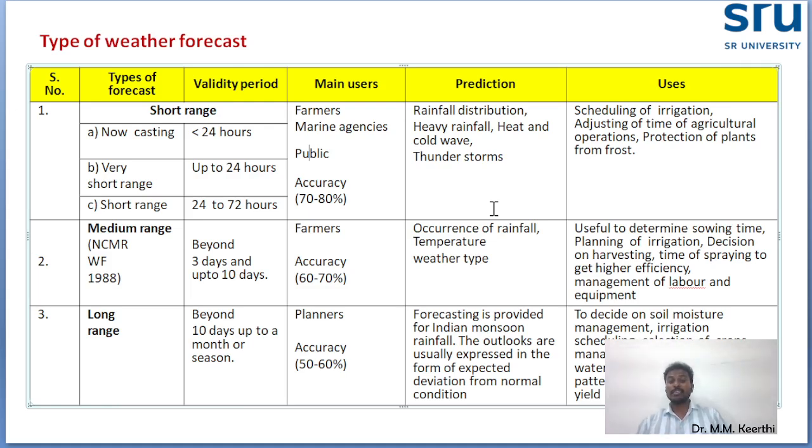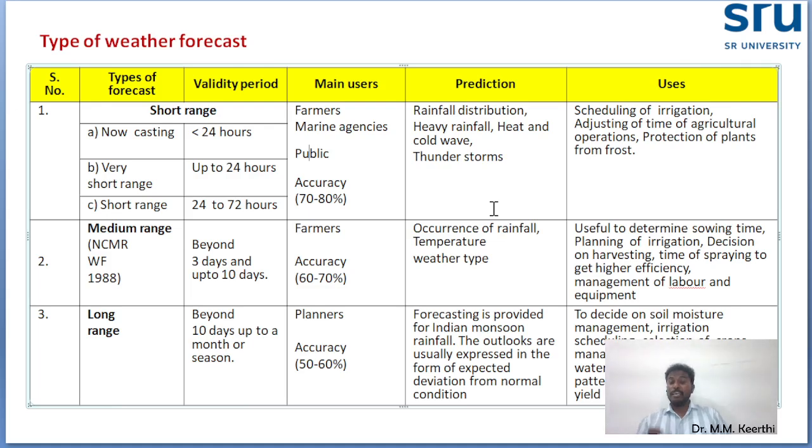The accuracy range is 60 to 70%. Why is it less than short range? When the duration increases, it is natural. When the duration increases, we cannot predict with 100%, 80%, or 90% accuracy. That's the reason the accuracy level is 60 to 70%. So what can we predict? Rainfall, for example, within the next 4 days you will get rainfall. Next week there will be high temperature, or next week a cold wave will come. They can predict all of this.